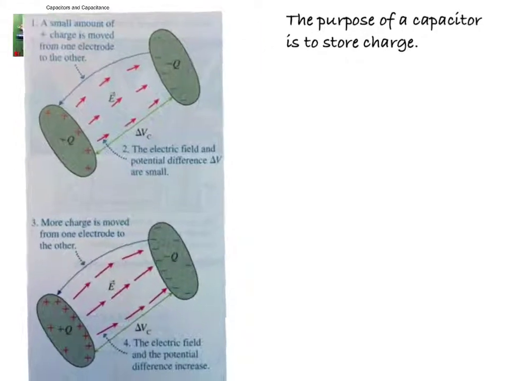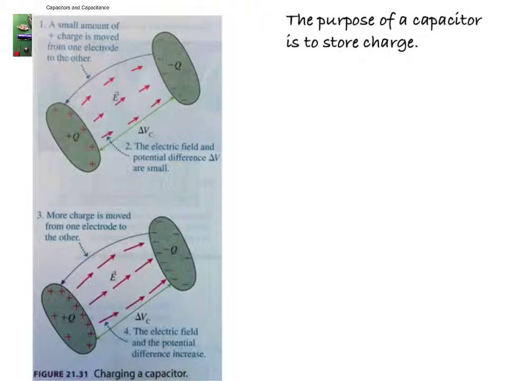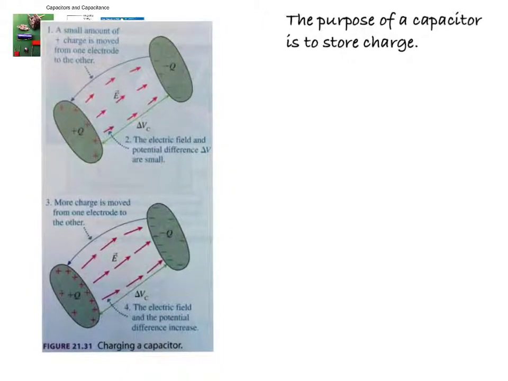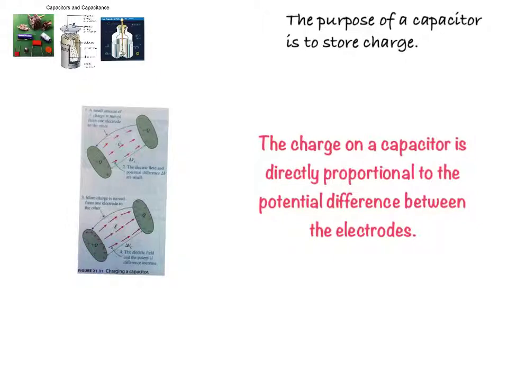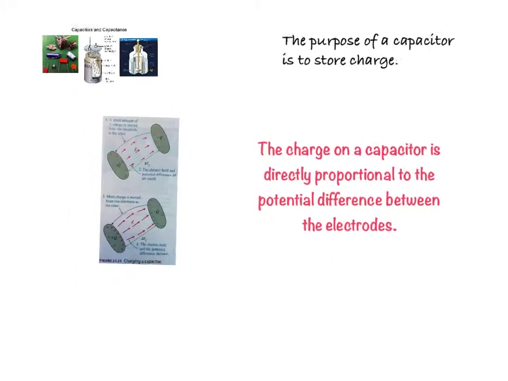This picture shows how the electric field and the potential difference increase as the charge on each electrode increases. If we double the amount of charge on each electrode, then the work required to move a charge from one electrode to the other also doubles, which implies a doubling of the potential difference between the electrodes. So the charge on a capacitor is directly proportional to the potential difference between the electrodes. As we'll see, this is the most common way that a capacitor is used. A source of potential difference, such as a battery, is connected between the electrodes, causing a charge proportional to the potential difference to be moved from one electrode to the other.